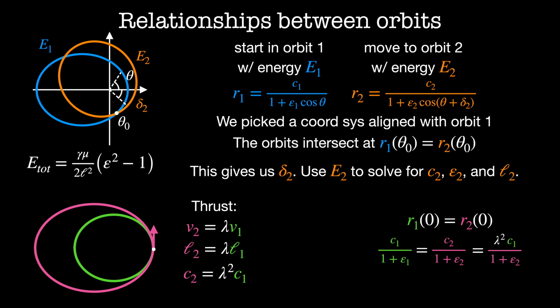Note that the C1s cancel out. Now I have a relationship between the eccentricity of the second orbit, epsilon 2, and the eccentricity of the first orbit, epsilon 1, in terms of the energy I've injected into the system. Then the eccentricity of the second orbit, epsilon 2, is given by lambda squared times the eccentricity of the first orbit plus 1, minus 1.